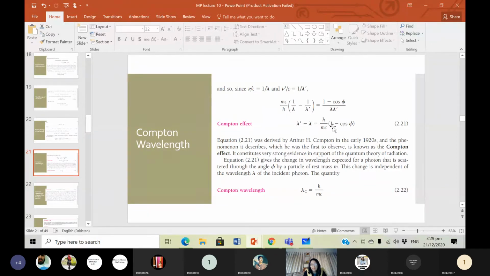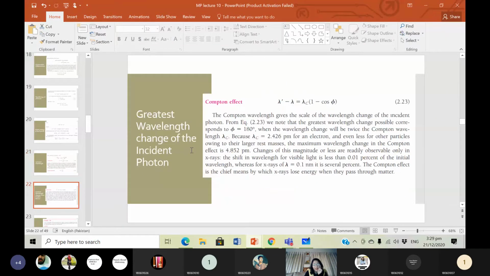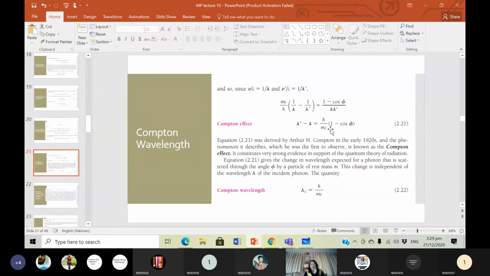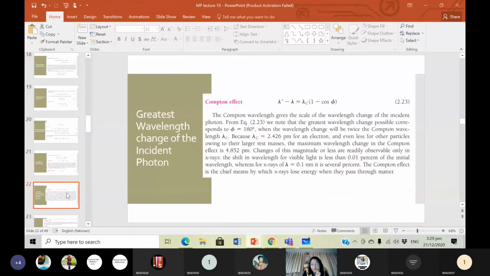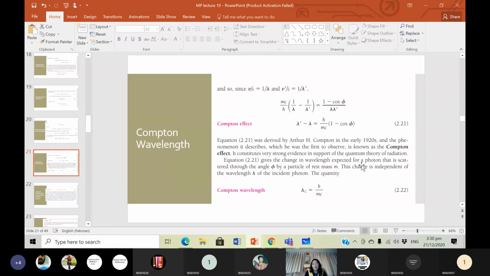In that case, this is the one that is going to be giving you the order of the magnitude, basically. So you can calculate h over mc for an electron. You can see what order of magnitude that will be. So we notice that the greatest wavelength change possible corresponds to phi equals 180 degrees. Because what is the cos phi at 180 degrees?